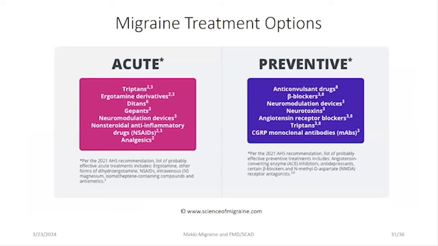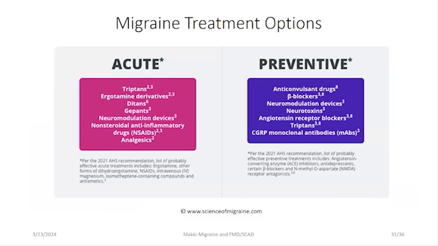In acute therapy, everybody typically starts with some over-the-counter analgesics, but those are many times not effective. Number 1, triptans are very commonly used. We use them a little bit less in FMD and SCAD, and I'll tell you why, because they are powerful constrictors. And the newer ones are gepants.